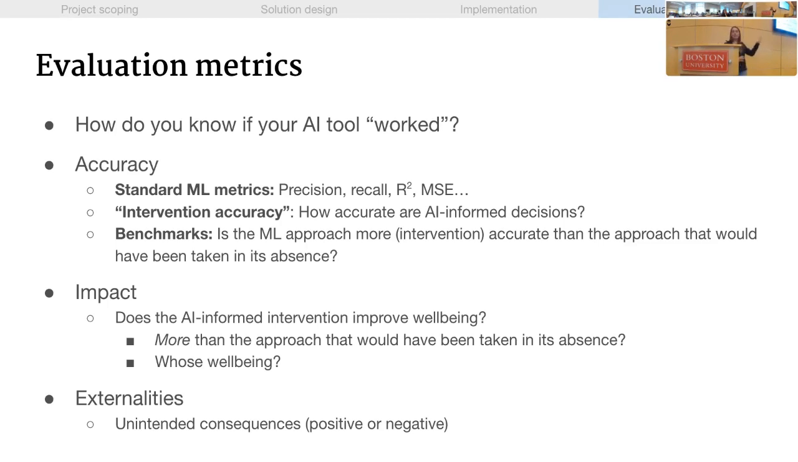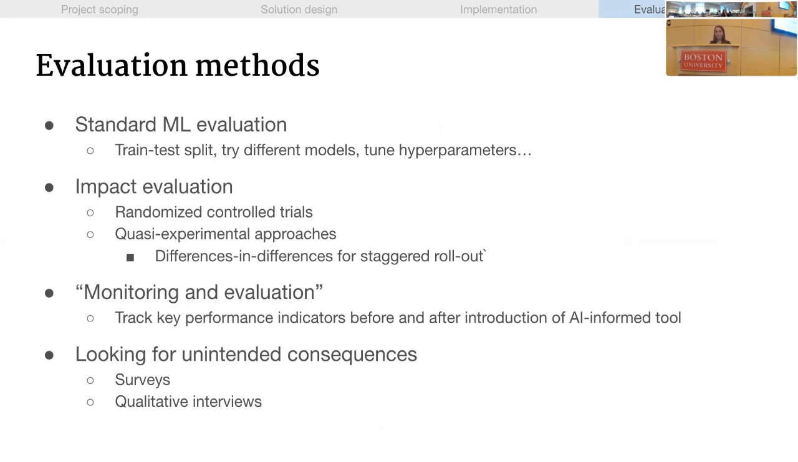And then lastly, I think a really important type of evaluation to think about conducting is this issue of algorithmic externalities. Are there ways that your algorithm or your AI-infused system is behaving that causes positive or negative externalities that maybe you didn't anticipate? Or how can we try to track and evaluate these unintended consequences?